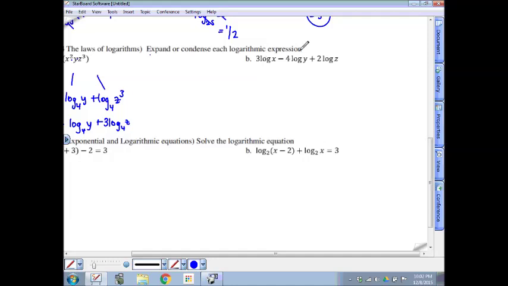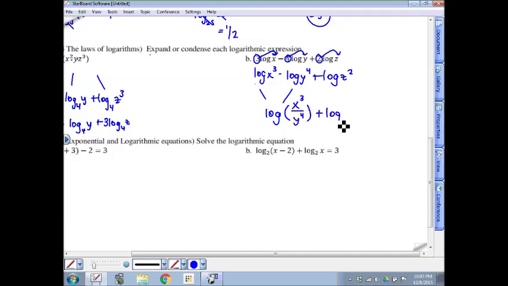Part B, we're going the other direction, where we have several logarithms that we need to eventually condense into a single logarithm. First step is to look at all these numbers in front of a logarithm and realize that they were exponents, so we need to move them back up as exponents. Log of x to the third minus log y to the fourth plus log of z squared. Now, I'm going to take these two logarithms here and condense them. And since there's a minus sign between the two logarithms, when you condense into a single logarithm, you use division.